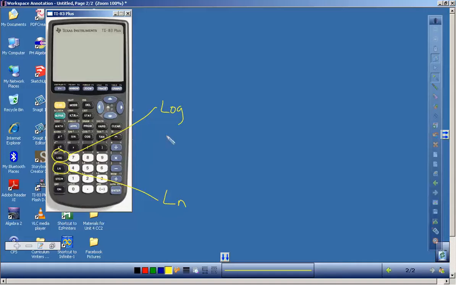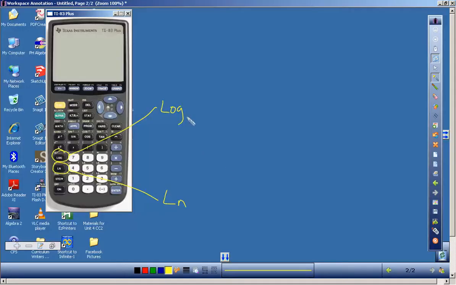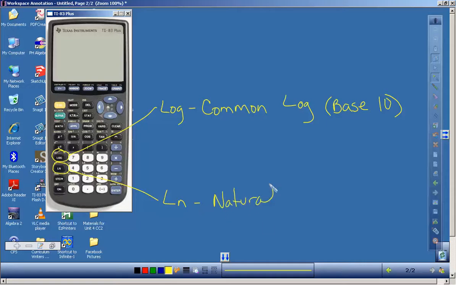You do need to be aware that this is not just any log. This LOG with no number, notice there's no base there. All these problems over here, there was a number written there. Those were the base. This one does not have a base. Whenever you see the word log and there is no base, this is what we call the common log. Again, it's just the one that we use the most often. And the common log is a base 10 log. So whenever you see the word log and they give you no base, you have to know that that means the base is 10. It is the common log. So it is a log base 10. ln is also a log, but it is the natural log.